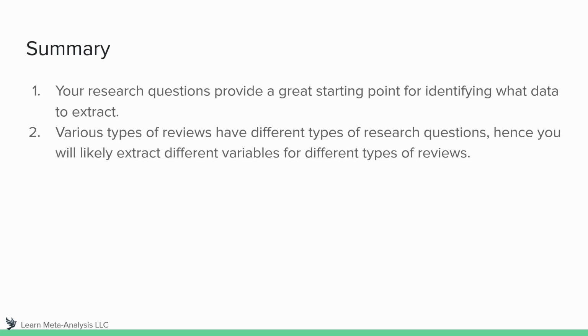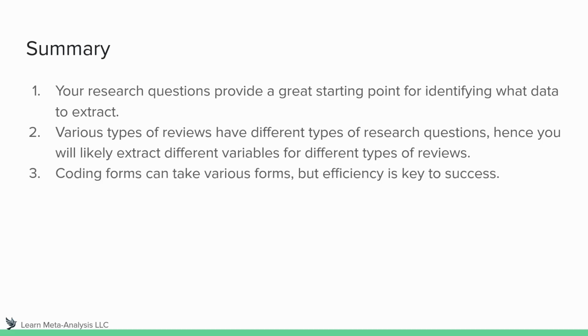Second, different types of reviews have different types of research questions, and that means that you're probably going to extract different types of information or record that information differently depending upon the type of review that you're actually conducting. So as I mentioned before, systematic review and meta-analysis, you may record the exact same information, but the way that you record it or the details that you record about that information might be different depending upon what you're trying to do. Finally, coding forms can look a lot of different ways, okay? There's not really a right or wrong. Efficiency is going to be the key, and that is what I want you to keep in mind here.